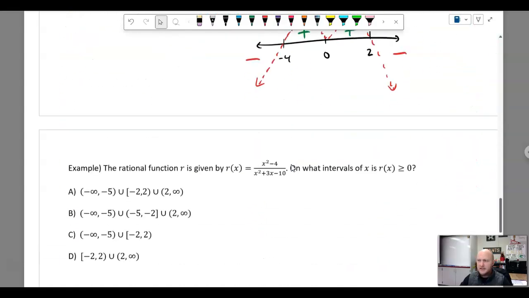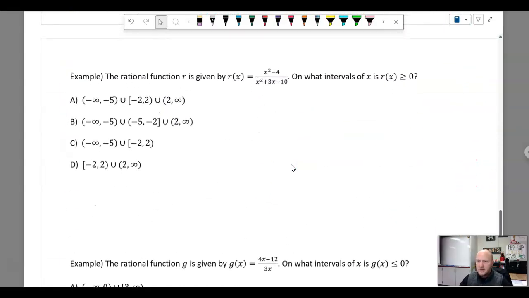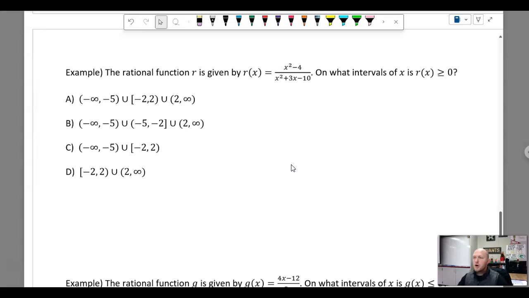So let's go ahead and jump into example number 1. Here they say the rational function r is given by r of x equals x squared minus 4 over x squared plus 3x minus 10. On what intervals of x is r of x greater than or equal to 0?